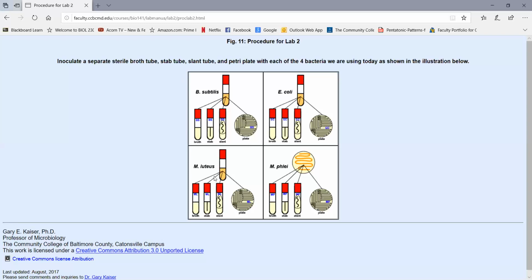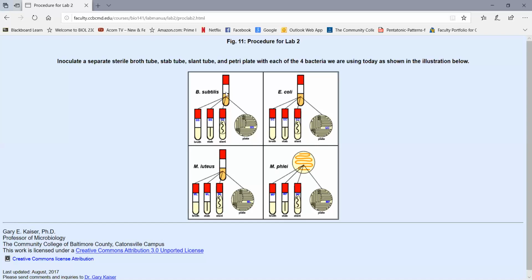So one of you will inoculate a broth tube with Micrococcus luteus, then a stab tube with Micrococcus luteus, a slant tube with Micrococcus luteus, and streak a petri plate for isolation with Micrococcus luteus. While your partner will take the plate of Mycobacterium phlei, our 4th bacterium, and also inoculate a broth tube, then a stab tube, then a slant tube, then a petri plate for isolation. So that's going to give you 12 tubes to inoculate per pair and 4 petri plates to inoculate per pair.